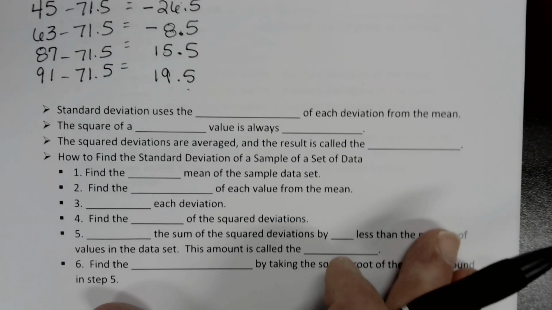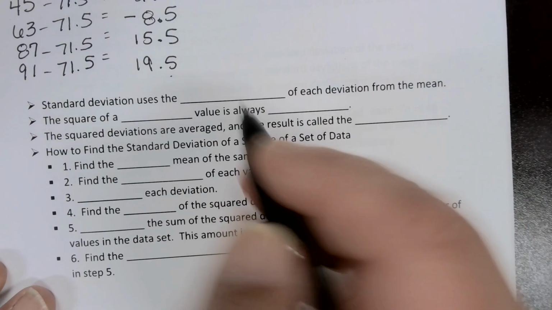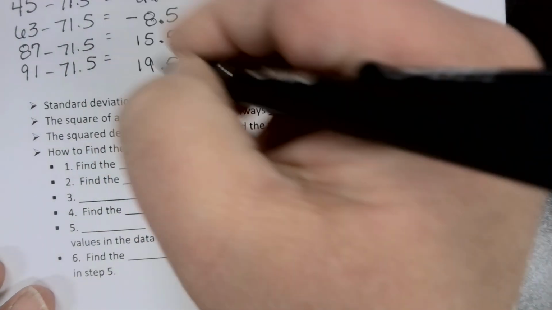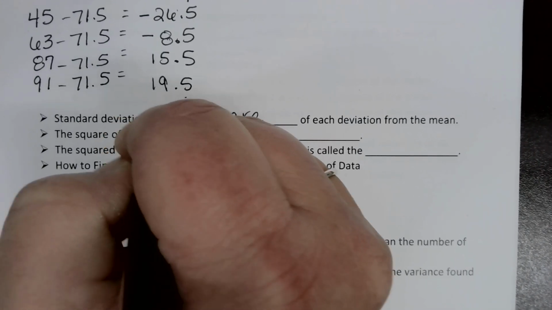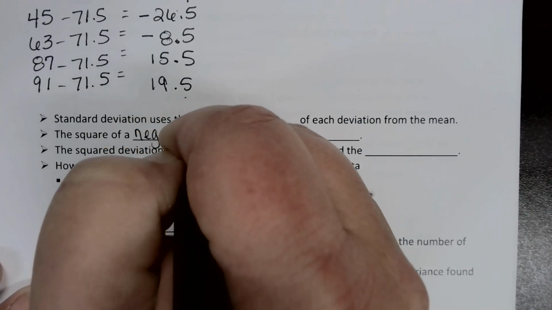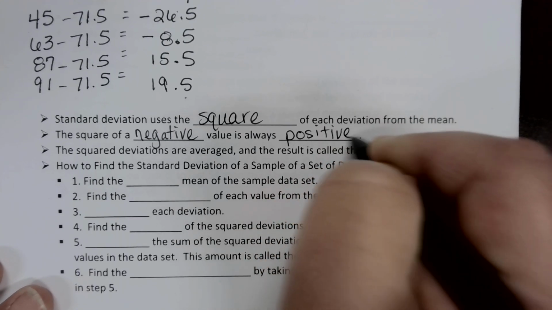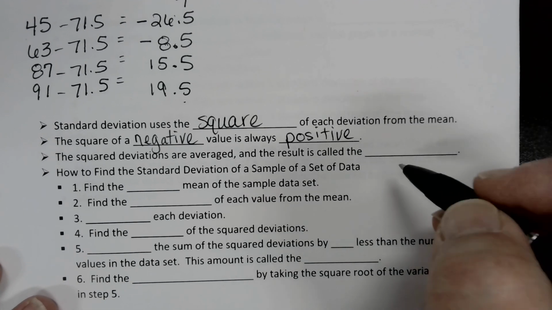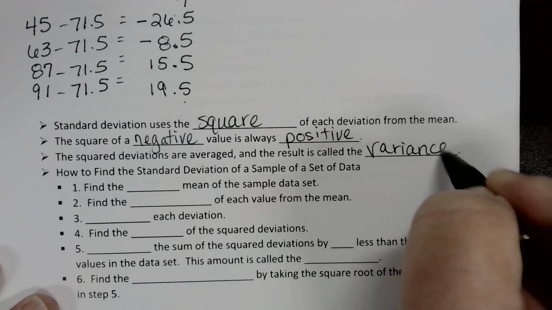Okay, standard deviation uses the square. I'm so sorry, I lied to you. Uses the square. So standard means the whole group. What's the standard? The square of a negative number is always positive. Okay? The squared deviations are averaged and the result is called the variance. Now, let's get that down.